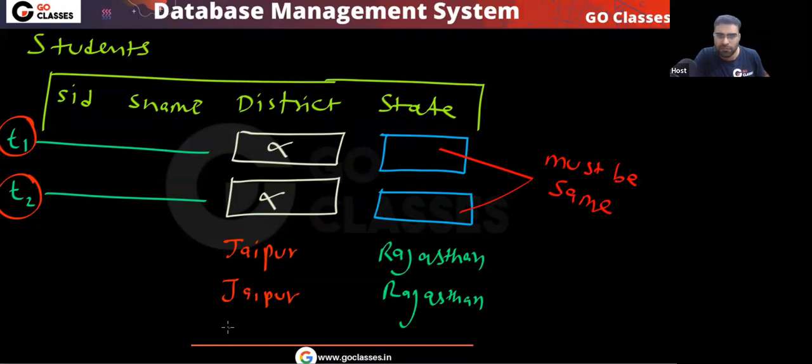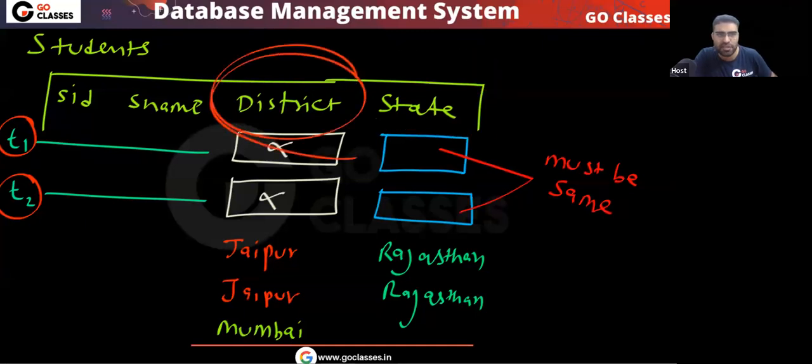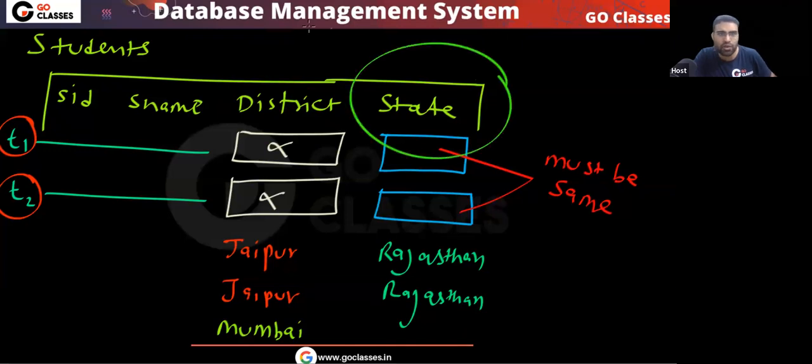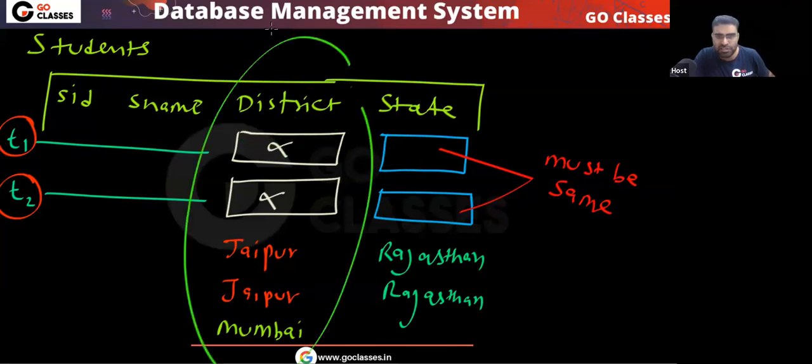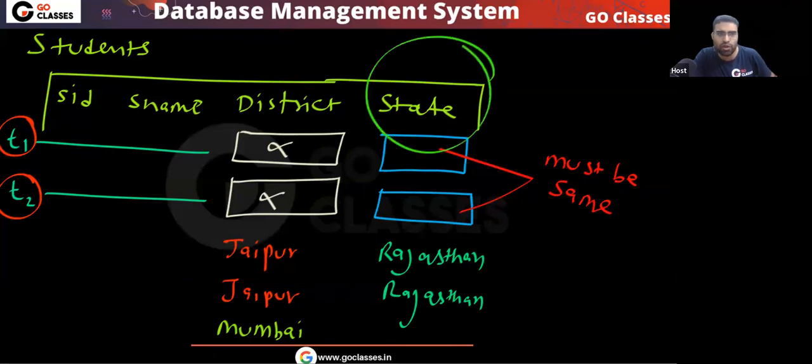For example, if I tell you the name of the district, say Mumbai, then what will be the name of the state? The name of the state will be Maharashtra. So you can see one thing: I am telling you the value of this column, but you can determine the value of this column. Do you agree with me? If I tell you the value of district, then you can determine the value of state.